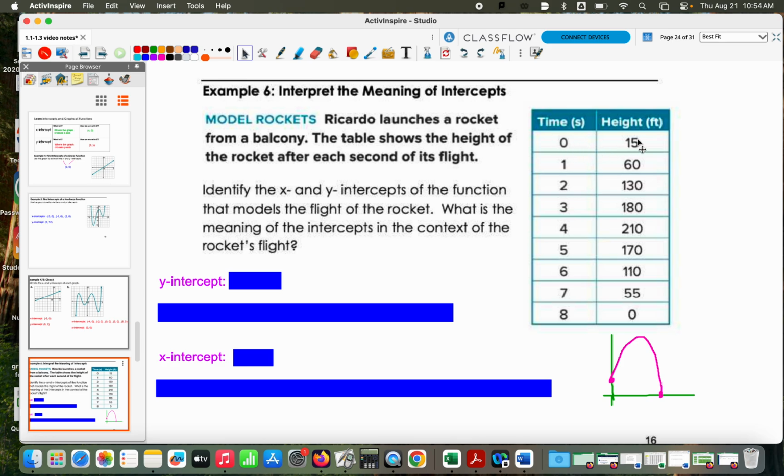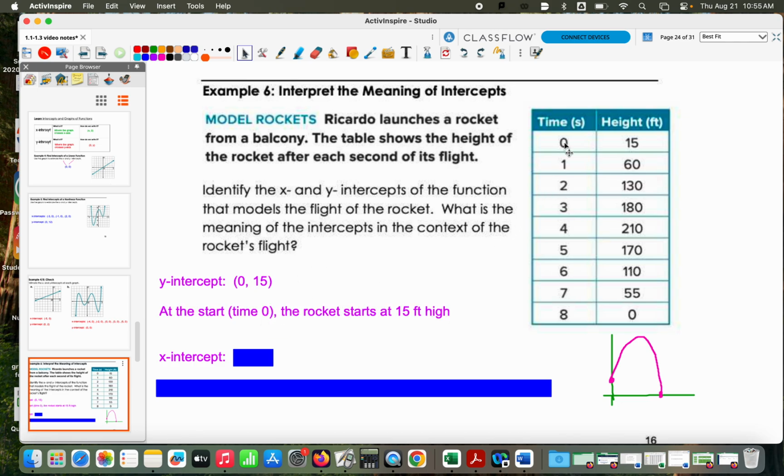So 0, 15 would be your Y intercept. Okay, because we're at 0, 15. And what that really represents is 0 seconds. So at the start, 0 seconds would be right at the start. The rocket starts 15 feet in the air. So it's on that balcony, right? They said 15 feet in the air would be the starting point here.